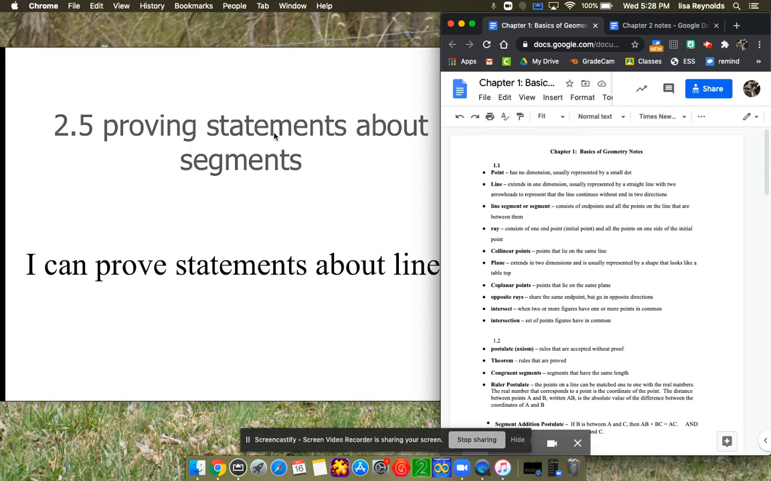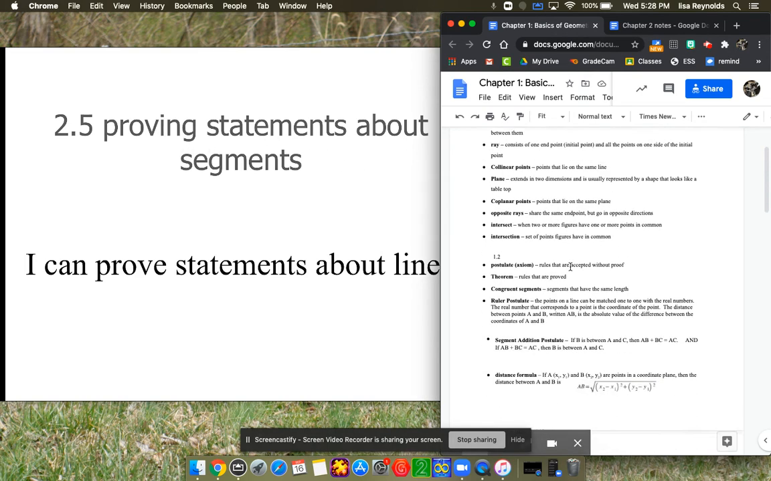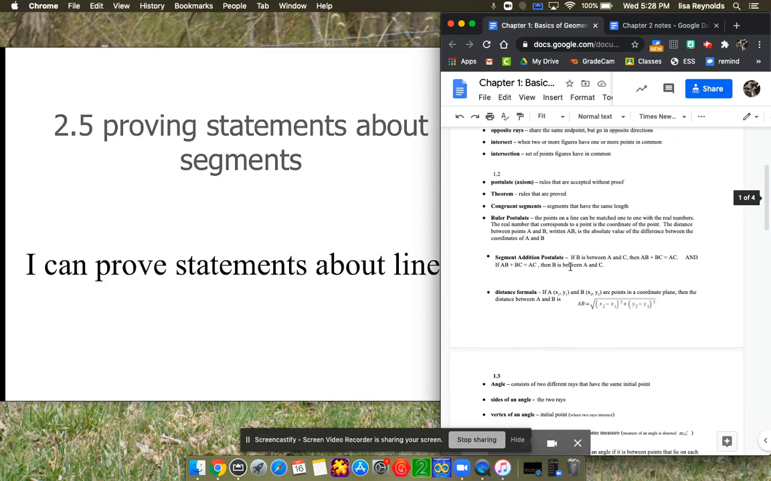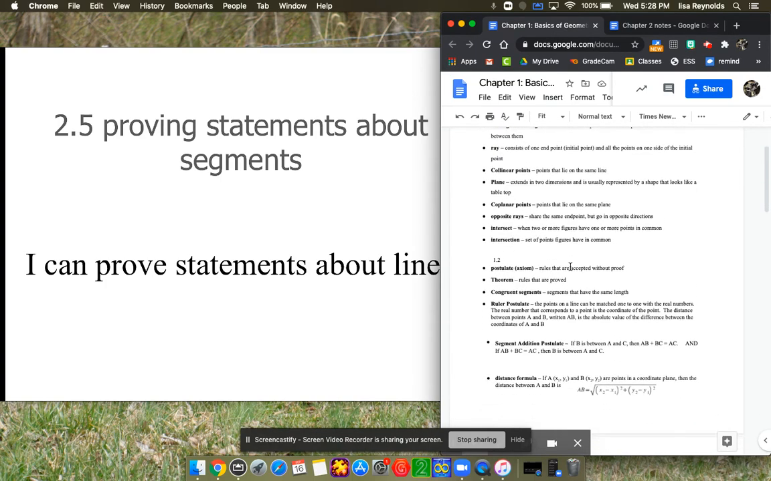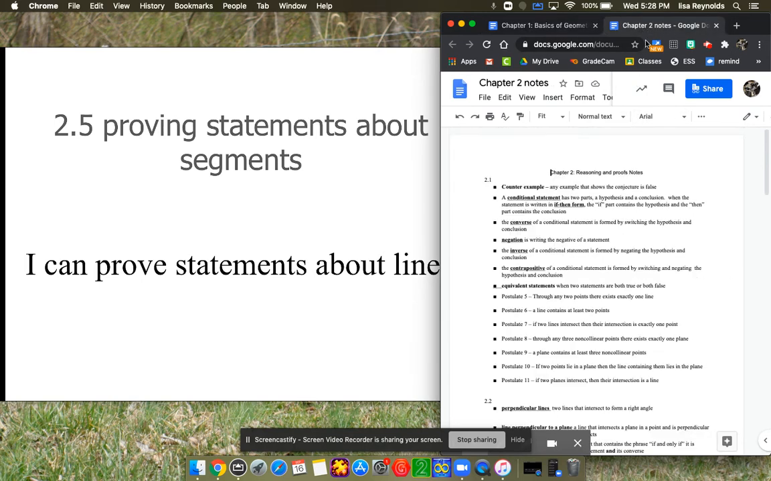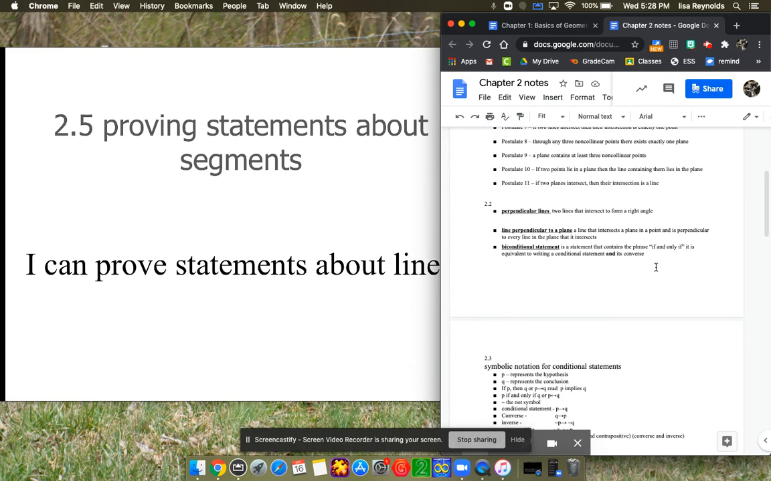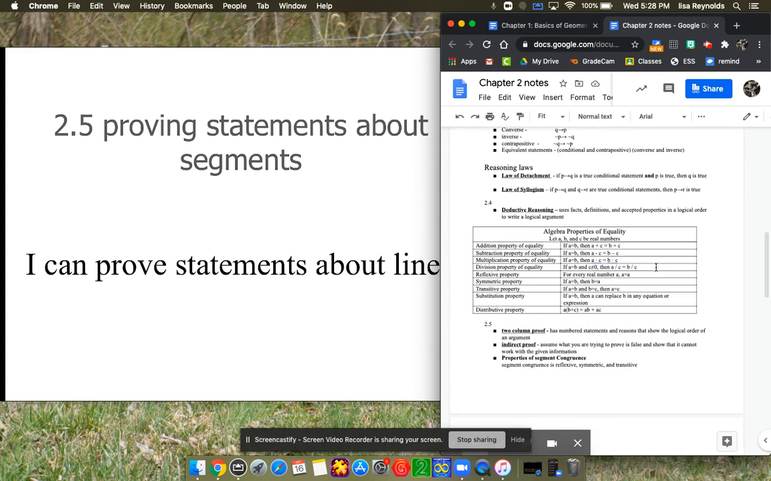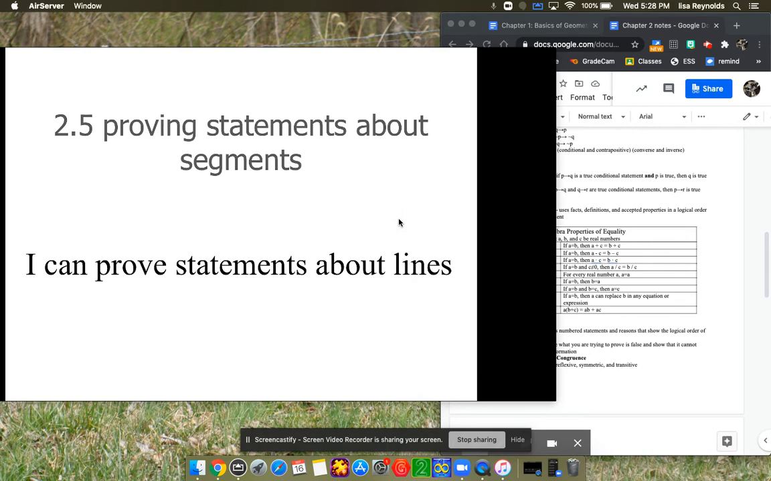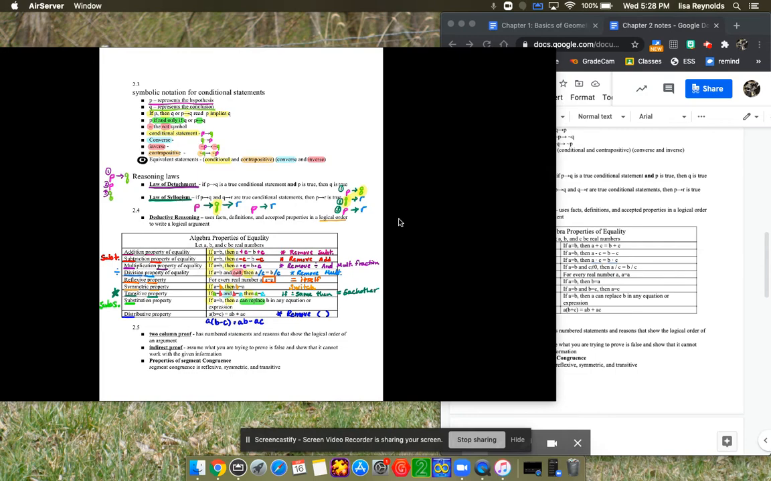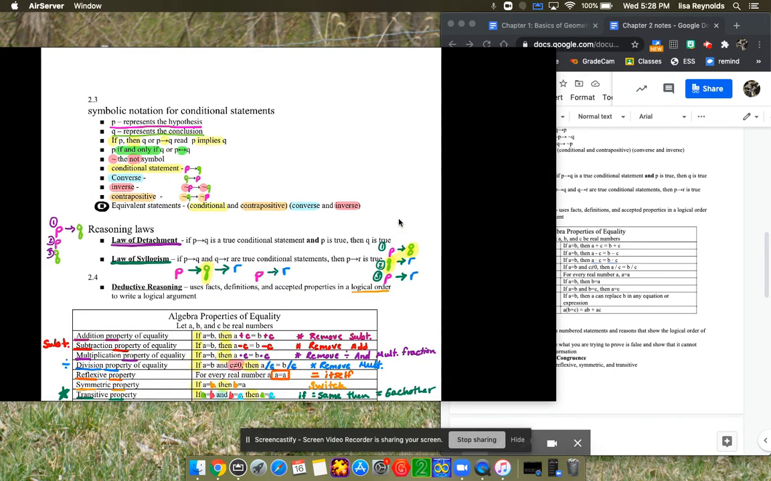So when we are proving statements, unless you have all of our vocabulary, postulates, and properties memorized, you're going to need to have the chapter 1 notes as well as the chapter 2 notes there in front of you so that we can use all of this information during our deductive reasoning process. So we have to use all of our known facts, definitions, properties, and postulates in order to prove statements about lines.